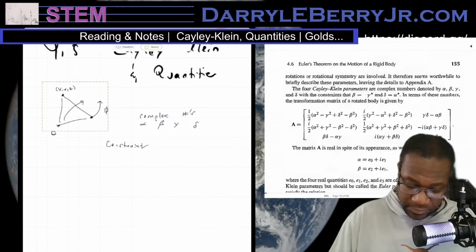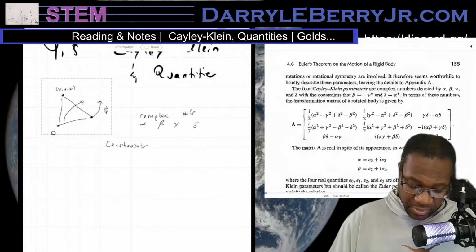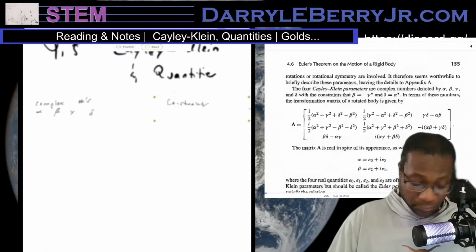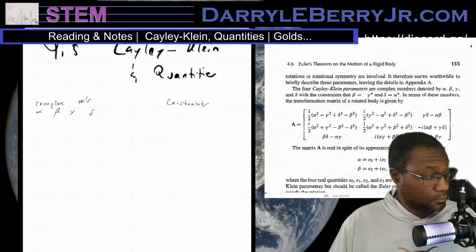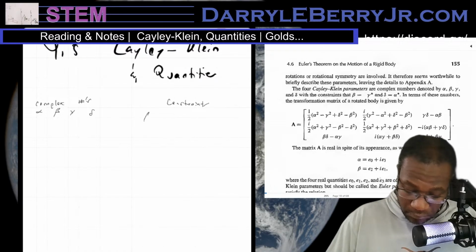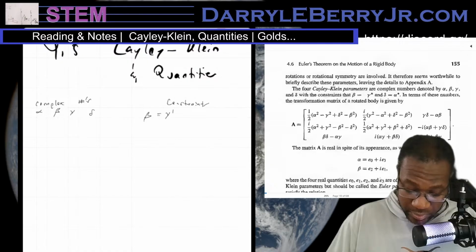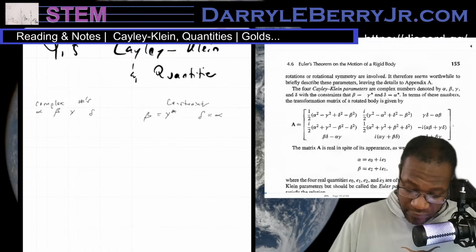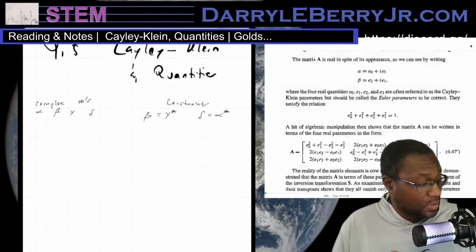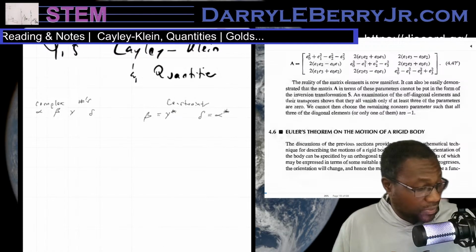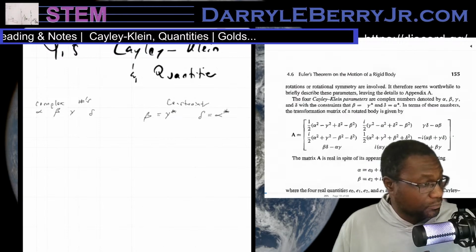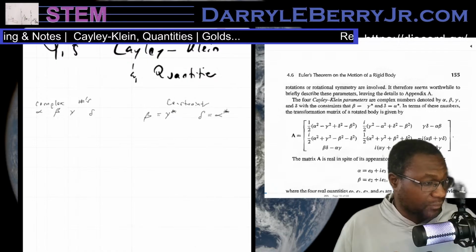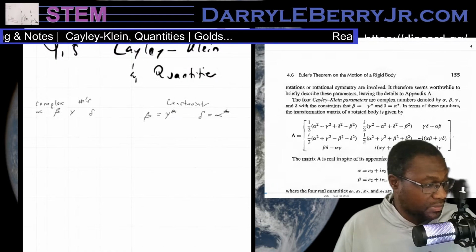And this is an aside, which may be missing a detail on the first one. Gamma equals beta star and delta equals alpha star. Is that an actual asterisk that they're giving information on, or does it just mean star? This is a short section. In terms of these numbers, the transformation matrix of a rotated body is given by this.